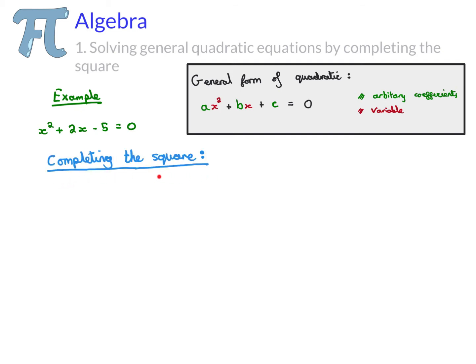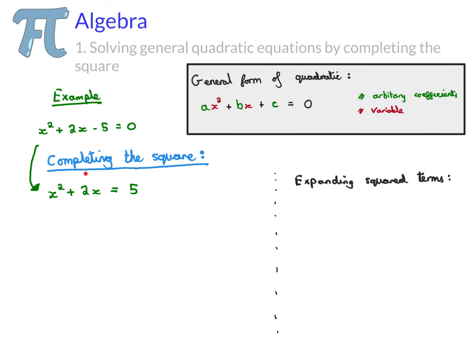Here, we aim to express one side of our equation as something squared, and then take the roots to then solve the equation. The first thing we do is move the constant term over to the other side of the equation so it looks like this. We want to write these two terms in a new way, involving a squared term.